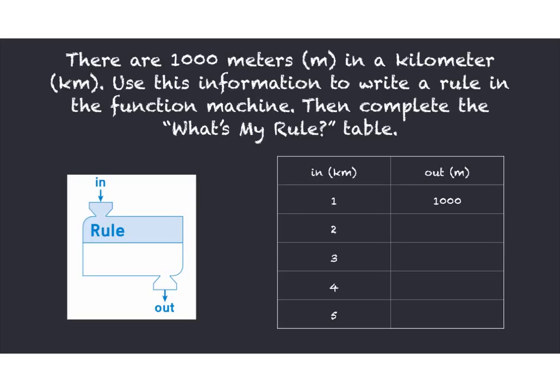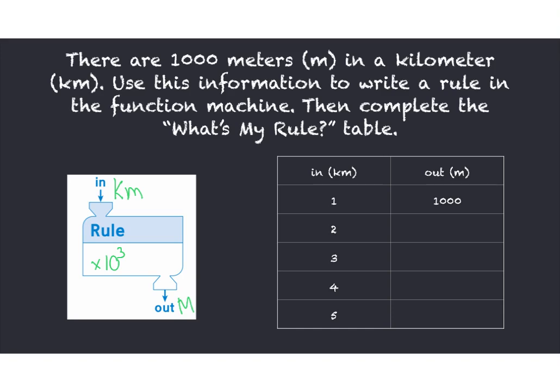Here's our first question. There are 1,000 meters in a kilometer. Use this information to write a rule in the function machine and then complete the what's my rule table. So first of all, let's write a rule for this. If we put in kilometers and we have our output of meters, let's think about that. If I have 1 kilometer, that equals 1,000 meters. So I'm going to multiply by 10 to the power of 3.